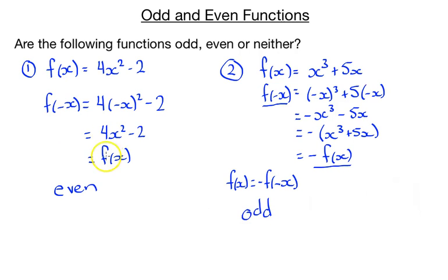If you're testing a function and it doesn't come out with either of those patterns, you can't pull a negative out or anything like that, it means that it's neither. So that's a few examples of odd and even functions.